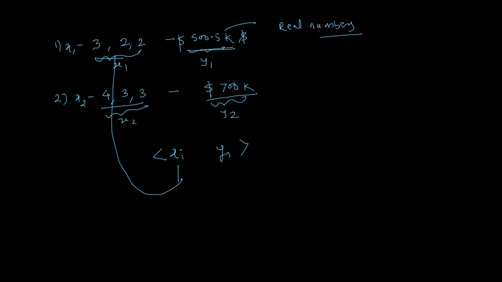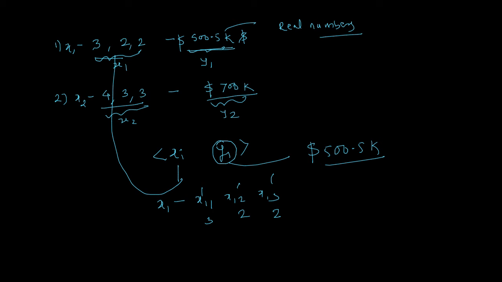So here for x1, this was x11, x12, x13. x11 was 3, x12 was 2, and so on; these are feature 1, feature 2, and feature 3. And this y1 was 500.5k dollars. So that is our data set. The point to note is that these yi's are real numbers. In classification, these yi's are not real numbers. They are some class, like positive or negative, or an integer sort of number.